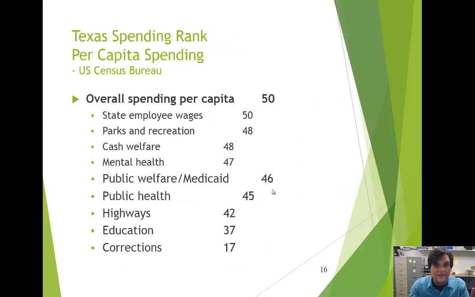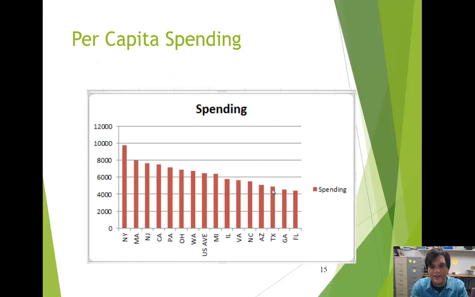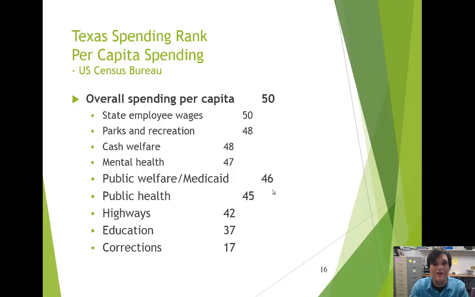This is where Texas ranks in total overall per capita spending. Overall spending per capita, well, we're actually dead last. Let me go back to that last graph here. I would like to actually have the year on that one because it says that Georgia and Florida are below us, but even then, that's not that great. We're still pretty low. So overall spending per capita, we rank 50th according to these numbers.